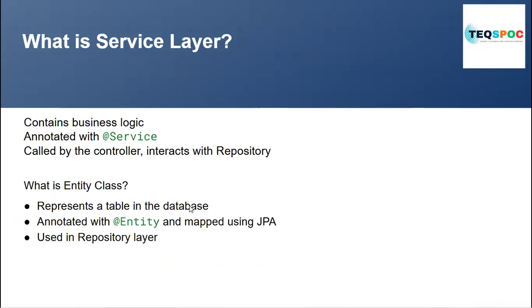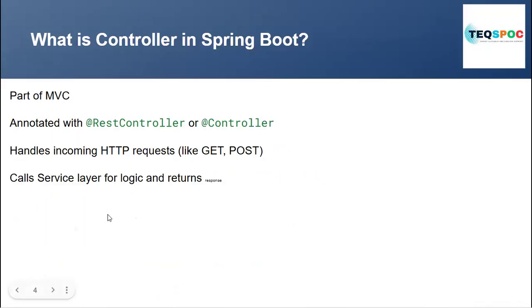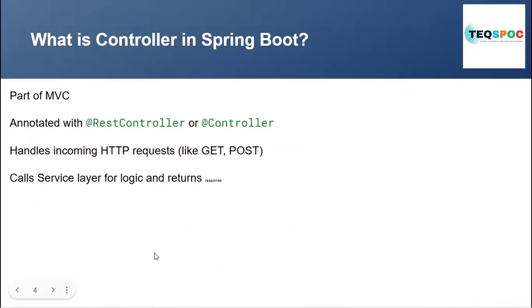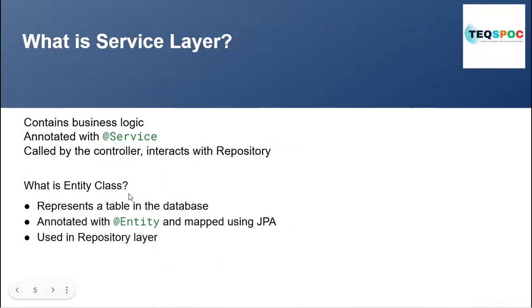Okay, now, what is an entity class? Basically, this entity comes under the model layer, where we create the entity class to represent a table in the database. Whatever class we create as an entity class, that table will be automatically created in our database with the help of Hibernate. Okay, with the help of Hibernate.